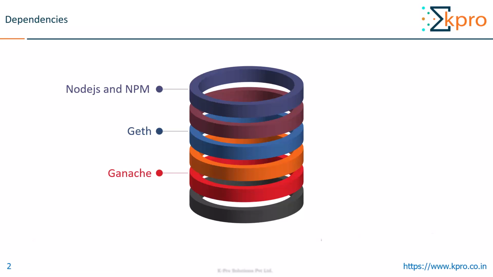The next one is Ganache. It is a personal blockchain for Ethereum development, which can be used to deploy smart contracts, develop applications, run tests, etc. Ganache is also used to create a virtual Ethereum blockchain, in which fake accounts are available, which can be used during the development process.